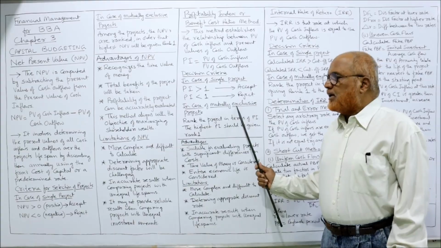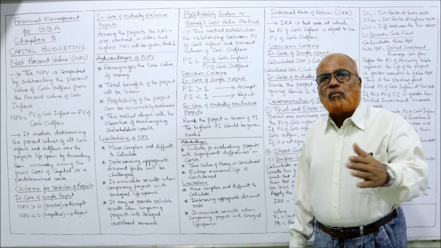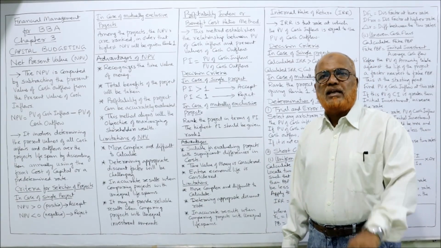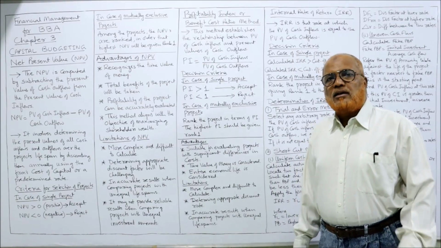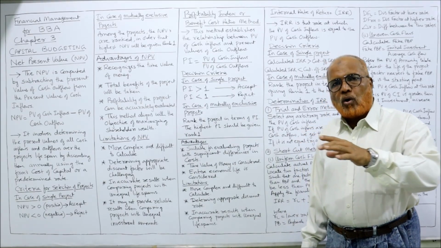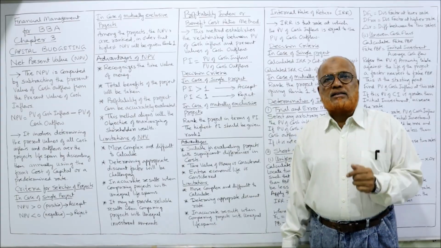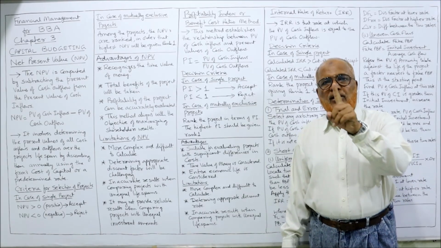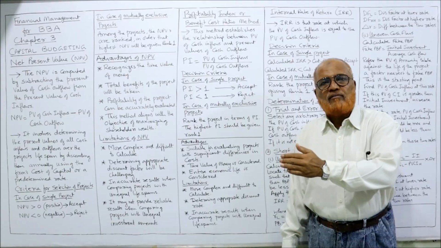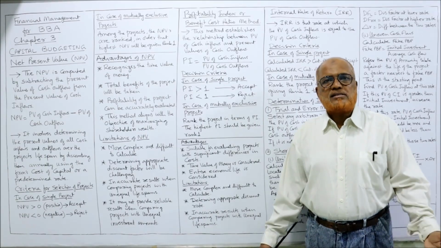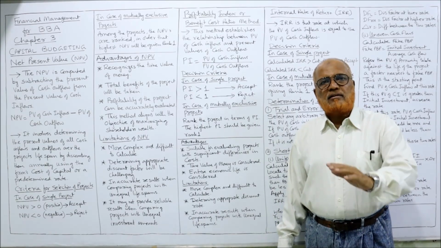Now in case of mutually exclusive projects, suppose you have 2 or more than 2 projects and you have to select any one, then in that case you calculate the profitability index for all the projects and rank them. The highest PI will be given the first rank. In that way we give the ranking. Then we can select first rank, second rank, third rank.